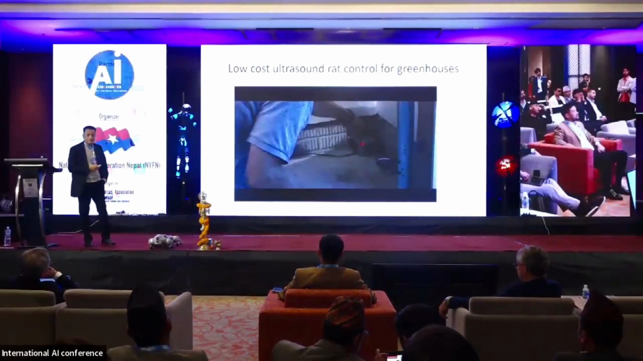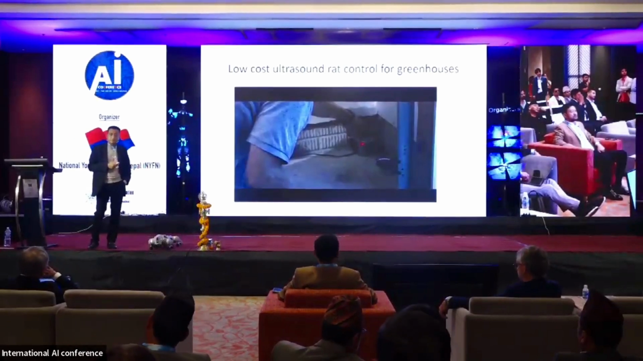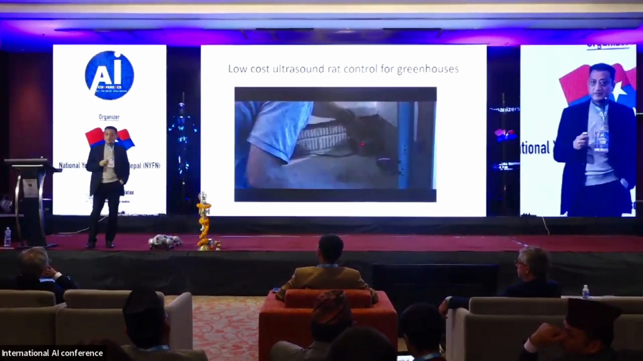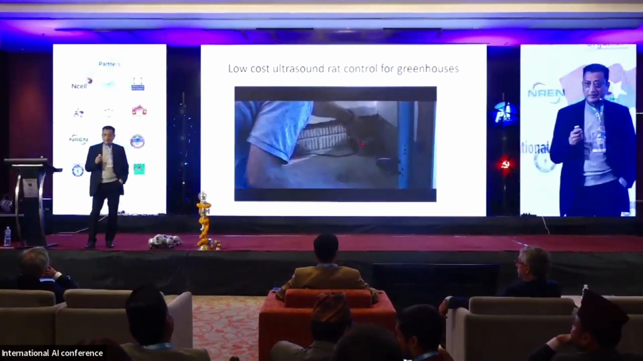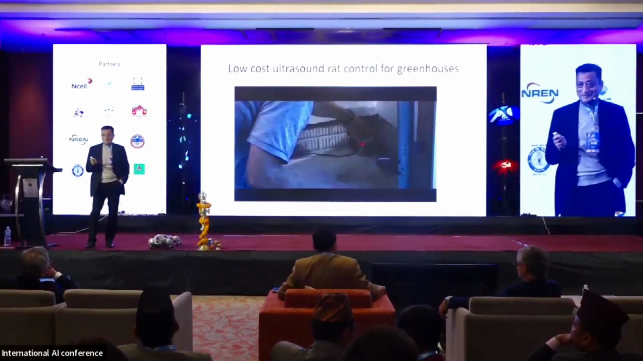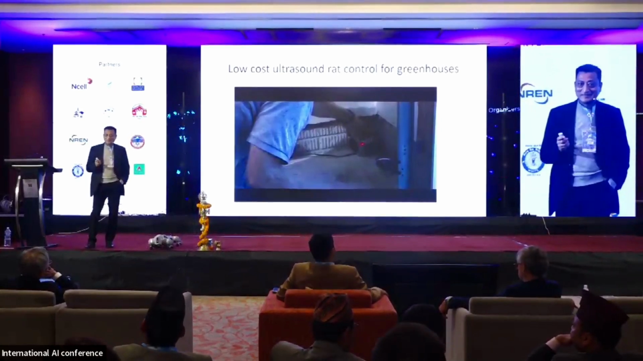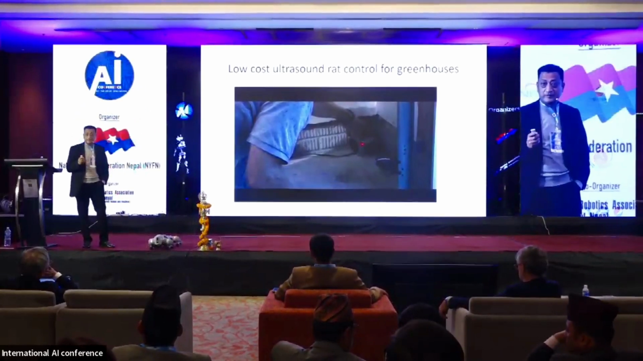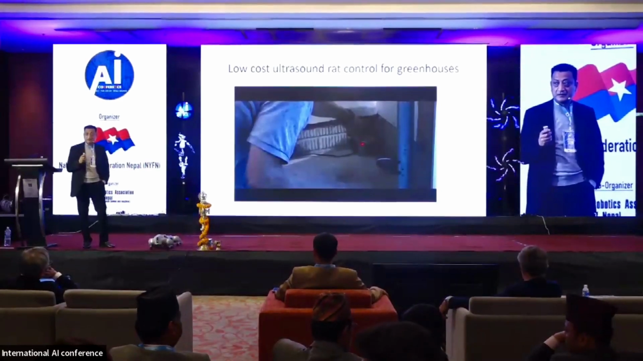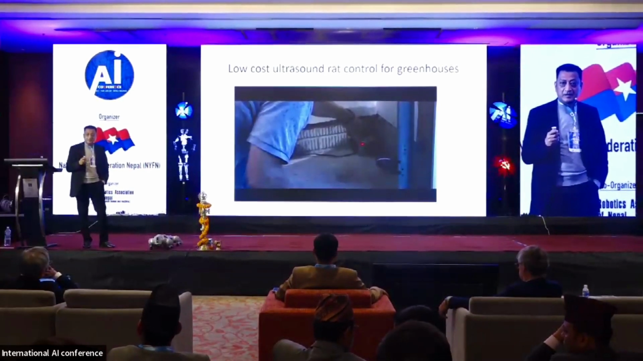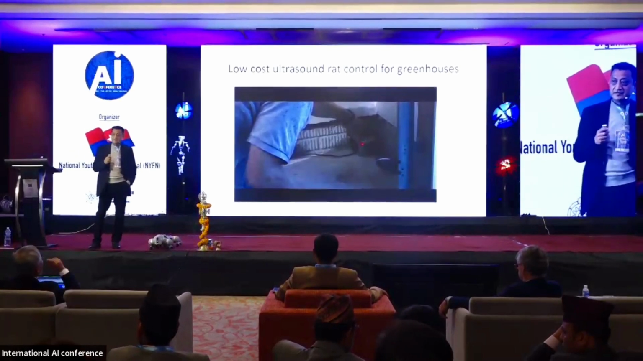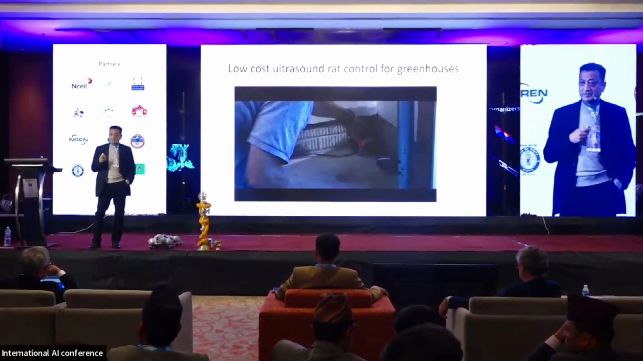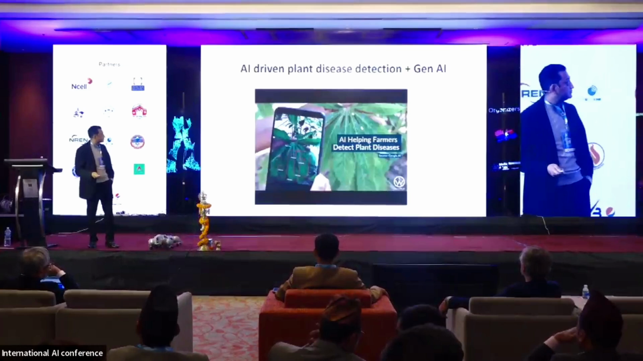So I'm going to move on. So here are some of the projects we can do easily. For example, for mushroom farms, for greenhouses in Nepal, the rats are a big problem, right? Especially for mushroom farms. So it is quite easy to use ultrasound both for detection and for deterrence of rats. Obviously, there is some research element involved here in terms of what kind of frequencies are going to be most effective, but this is a technology that's definitely doable.